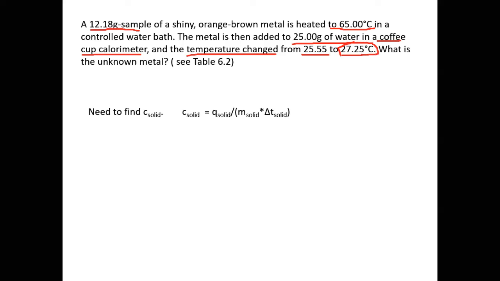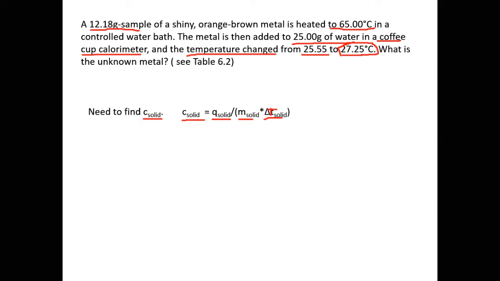So what we're looking for is we need to find the specific heat of the solid in order to determine the identity. Because once we know the specific heat of a solid, we can look at a table and determine the identity of the metal. So in order to calculate the specific heat of the solid, we need the heat that was released by the solid, the mass of the solid, and delta T. And again, I'm sorry, this should be capital T, not lowercase t.